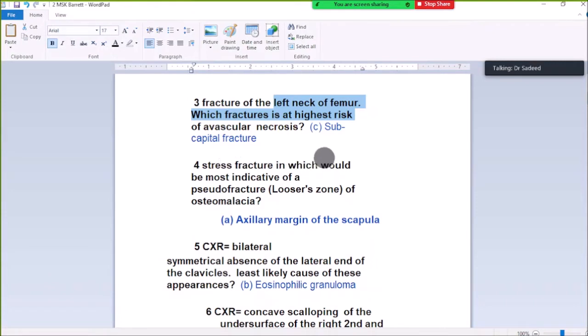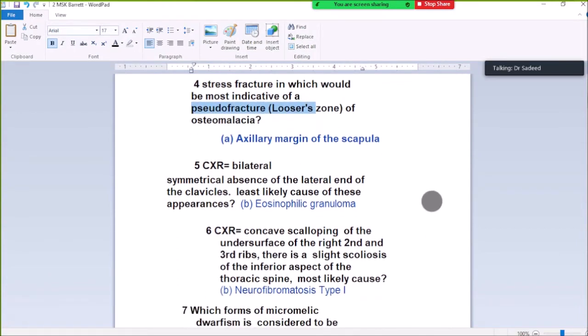Question number 4. Stress fracture, and which would be most indicative of a posterior fracture? Looser zone of osteomalacia. Looser zones are seen at the axillary margin of the scapula. A stress fracture at the axillary margin of the scapula will show Looser zones of osteomalacia.